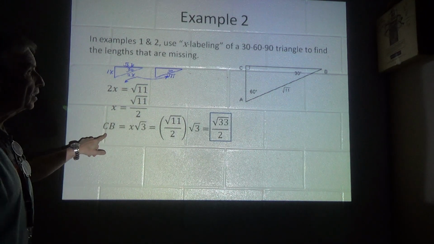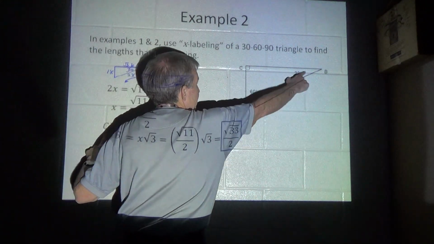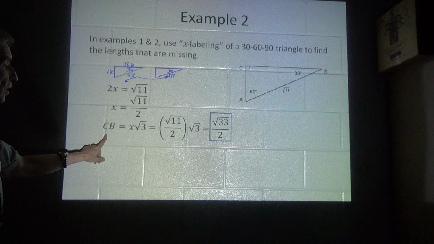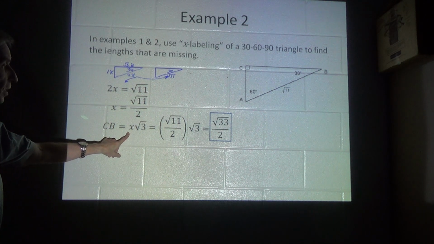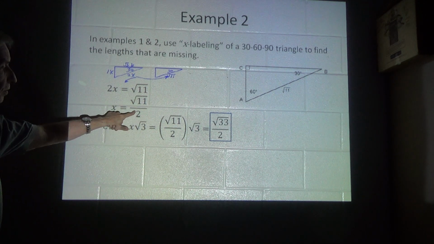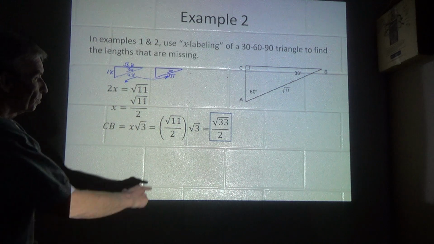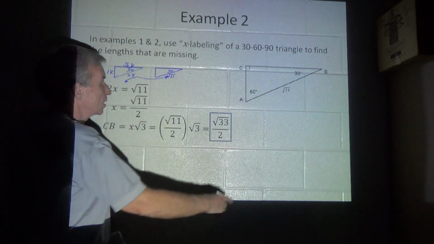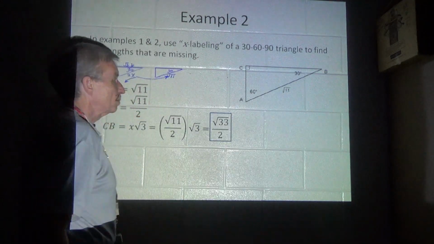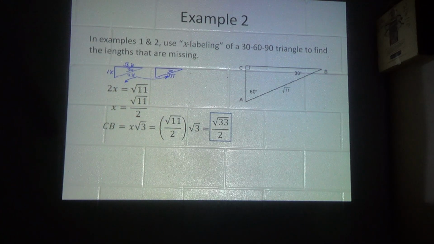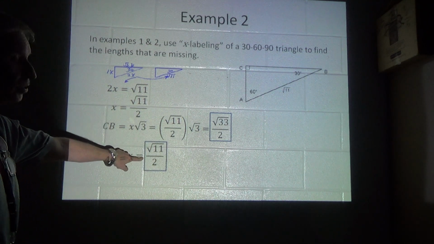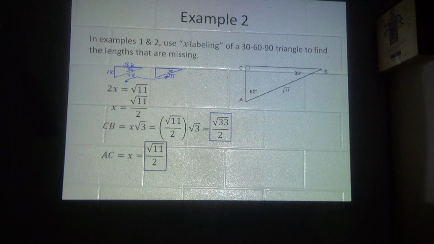So CB, which is this length right here, is going to be equal to x times the square root of 3. We know x is the square root of 11 over 2, so we simply plug it in and multiply by the square root of 3. That gives us that this long leg up here, which is the other part that's missing, is the square root of 33 over 2. And AC, which is simply x, is the square root of 11 over 2.